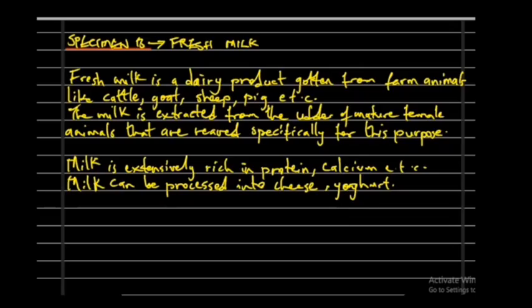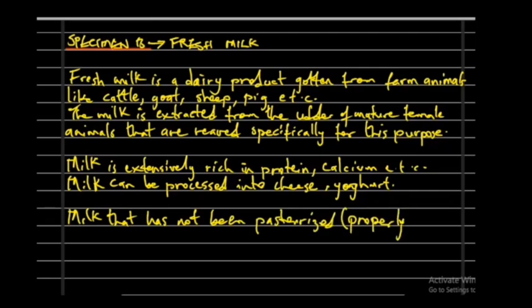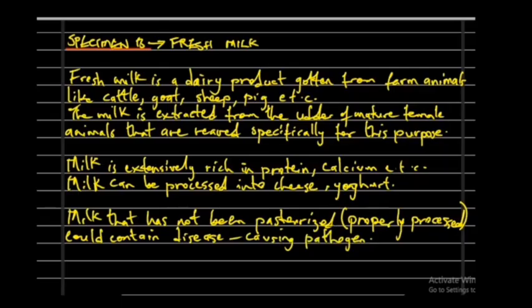The milk that has not been processed or pasteurized could contain disease-causing pathogens. So it is essential that the milk is processed before it is consumed, because when the milk is not pasteurized or properly processed, it could contain disease-causing pathogens. So we should try as much as possible to ensure that the milk that we consume has been pasteurized.